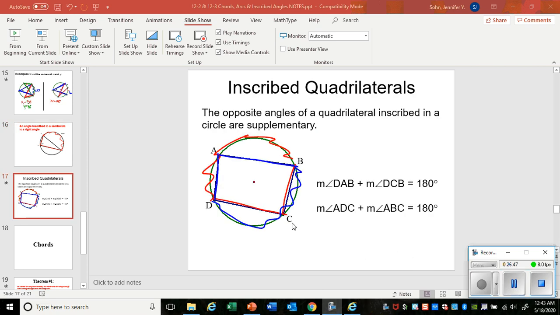For an inscribed quadrilateral, the opposite angles of a quadrilateral inscribed in a circle are supplementary. So basically, here is 180 and the other side is 180, like this blue part and this red part. That's basically what it is.